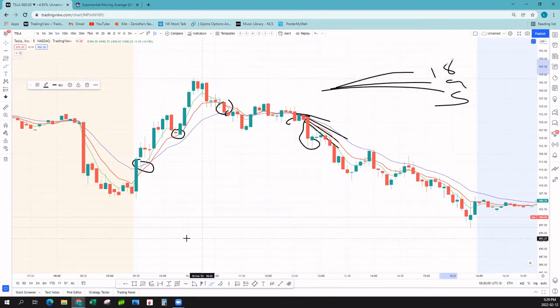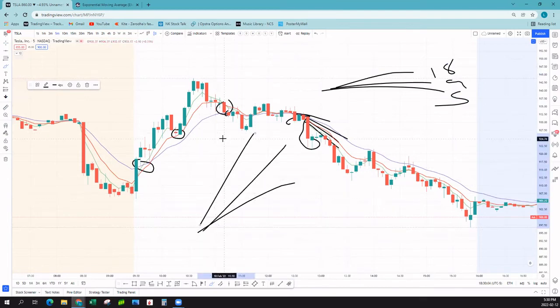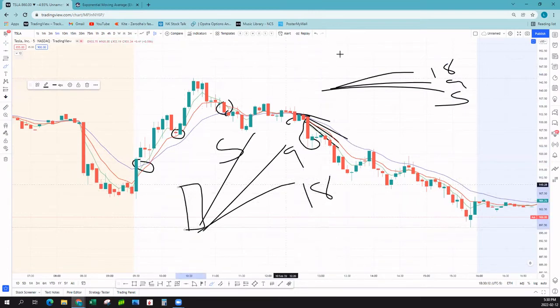Okay. And if the price is going up like here, then this will be the 5, this will be the 9, and the 18 here. So yeah, the candle should be here closing above it, and the candle should be here closing below it.